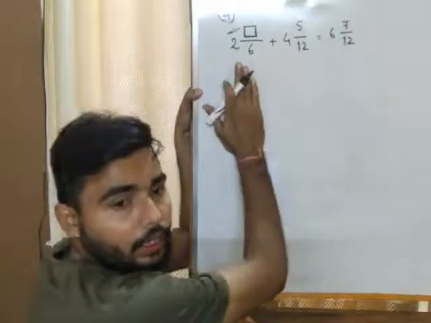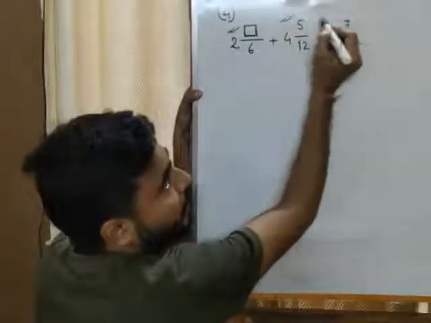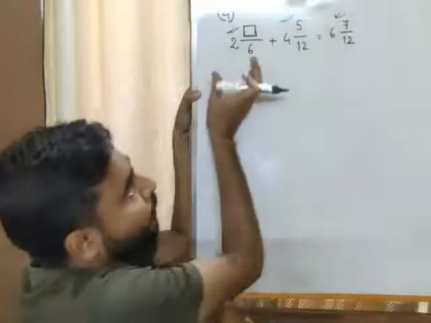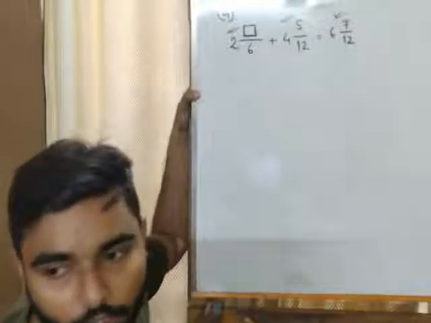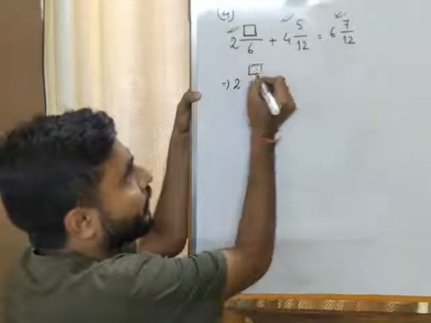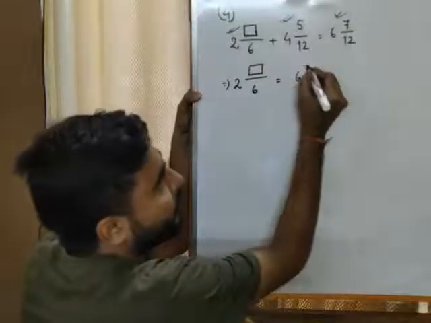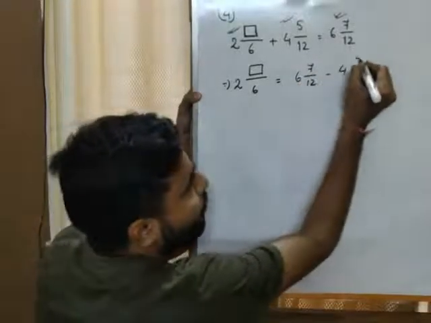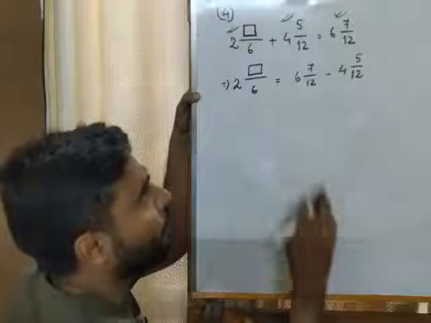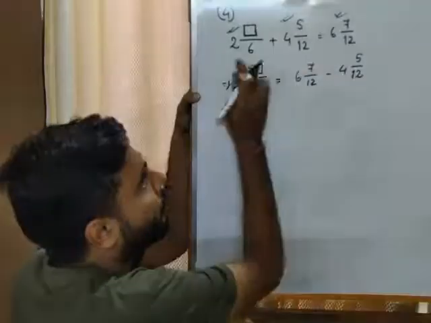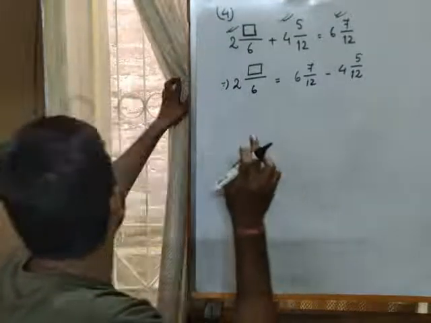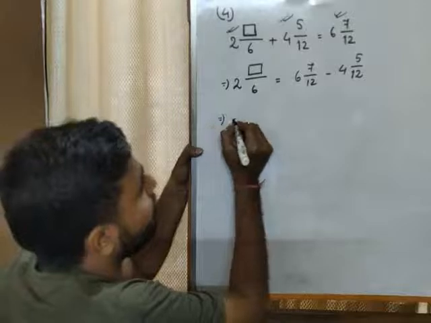But this number is fixed and this is fixed, so I can take this number to the other side and the unknown one will be on one side and the known numbers will be on the other side. Okay, so 2 blank by 6 is equal to 6 7 by 12 minus 4 5 by 12. Here now these two are mixed fractions. I cannot make it improper fraction as this number is unknown.